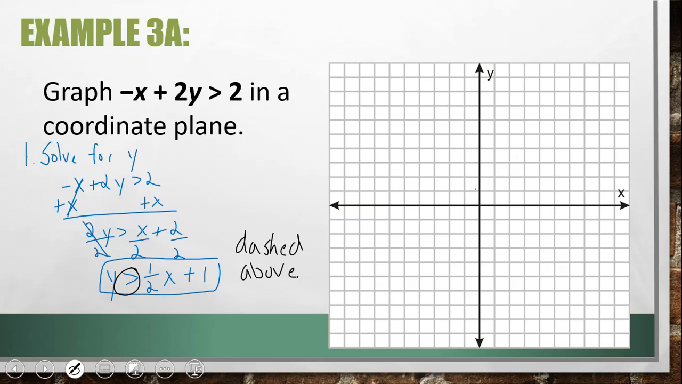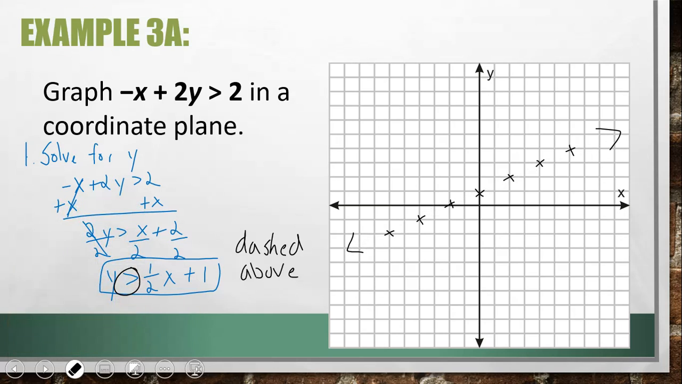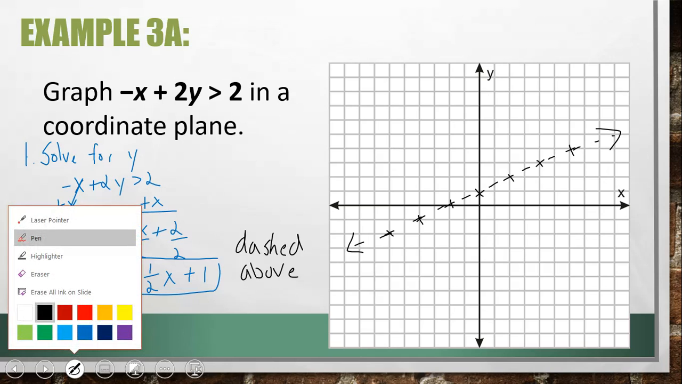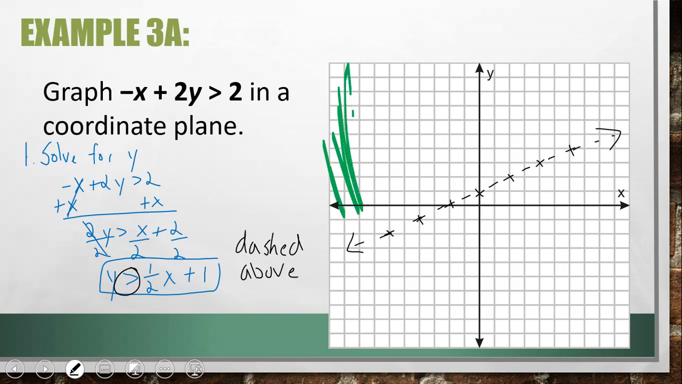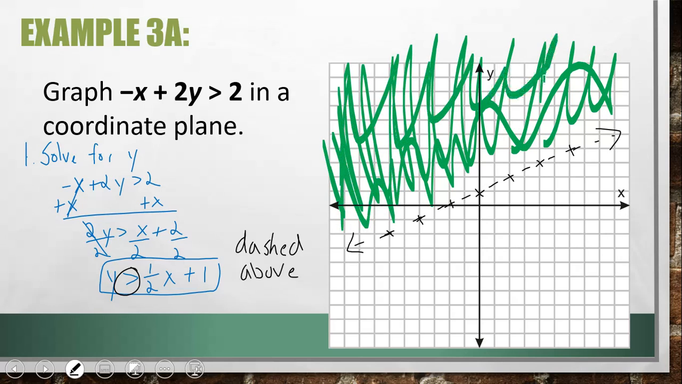Let's graph the line starting at 1. Slope is 1/2, so up 1, right 2. Or I can go down and to the left. Here's my line. It's a dashed line. So make sure you've got it as a dashed line. And we're going to be shading above. So I'm going to take this and I'm going to shade above the line, which would be in this region in here. Meaning any ordered pair above here is a solution.